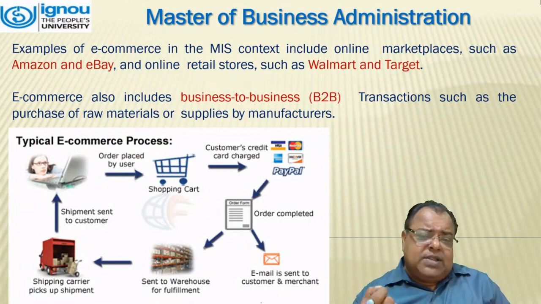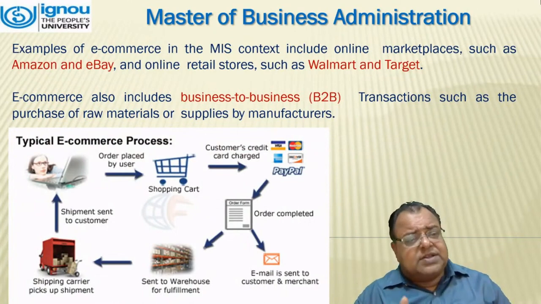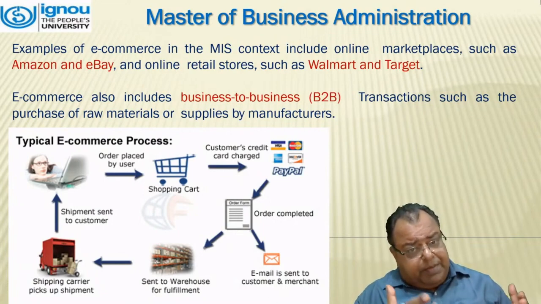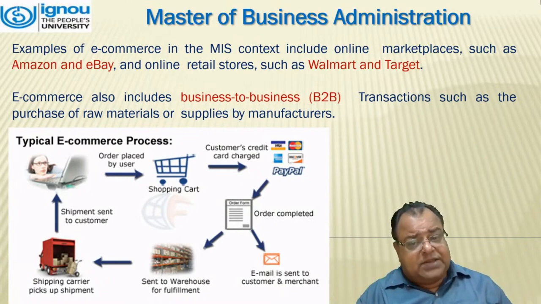Examples of e-commerce in the MIS context include online marketplaces such as Amazon and eBay, and online retail stores such as Walmart and Target. E-commerce includes business-to-business transactions such as the purchase of raw materials or supplies by manufacturers.